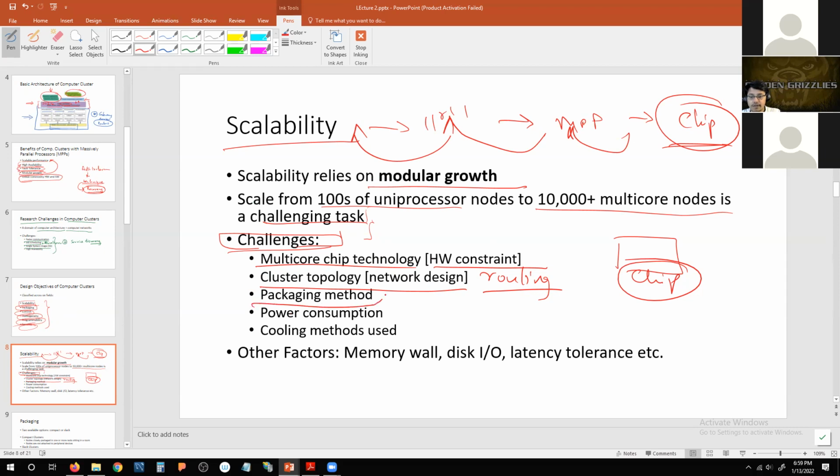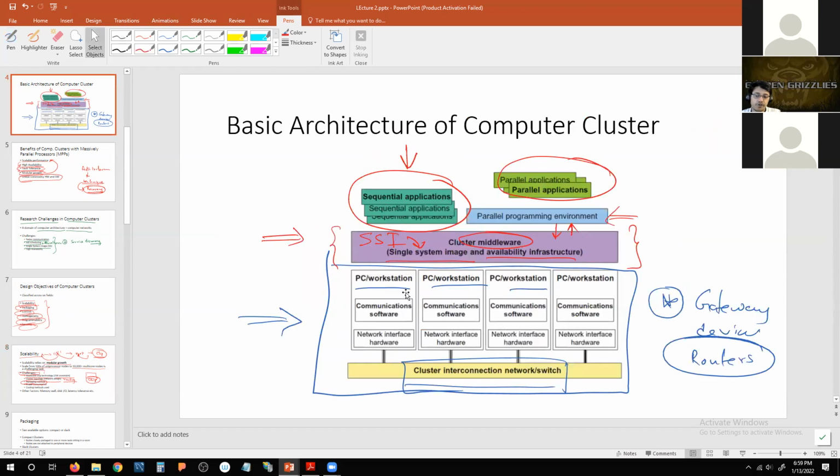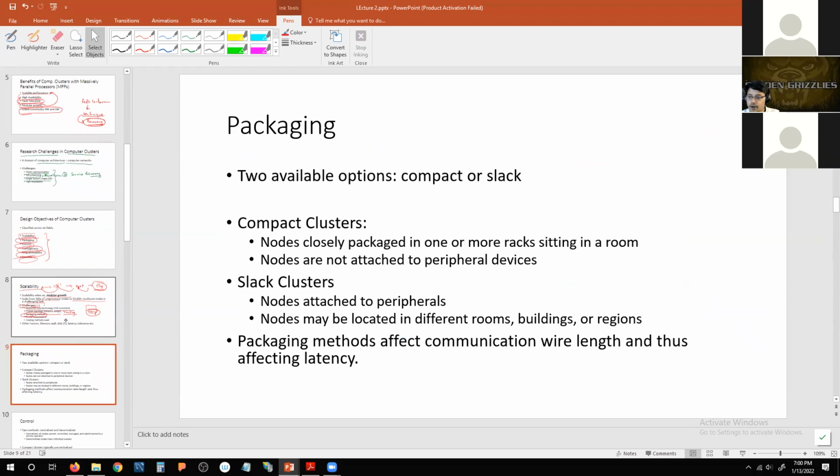Then we have the packaging method. How do you package these computer clusters? Where do you store these PCs and workstations? How do you connect to them? Where do you keep them in a geographical region? We're going to talk about that soon.